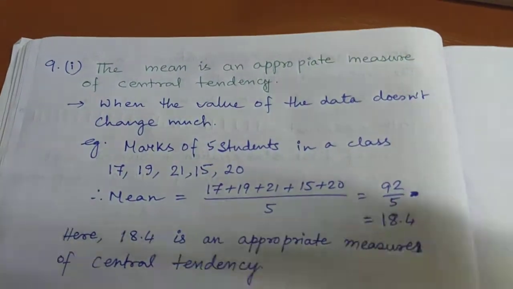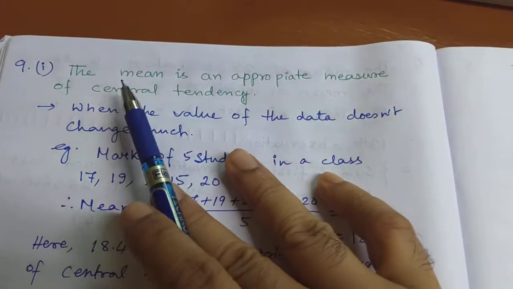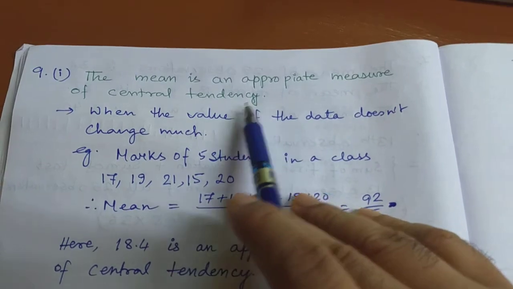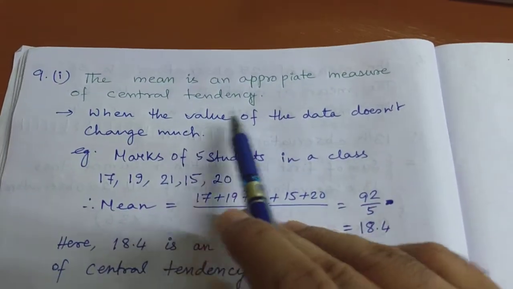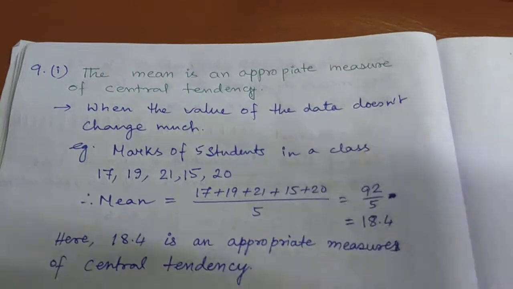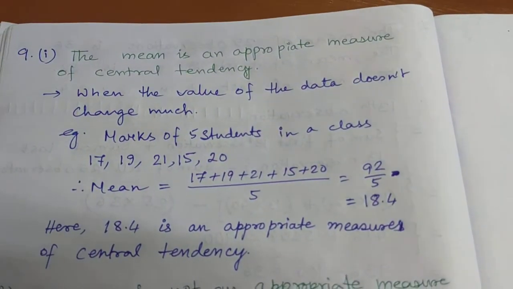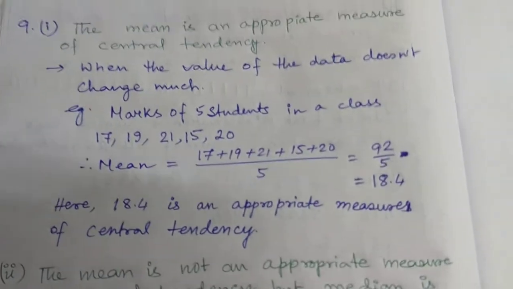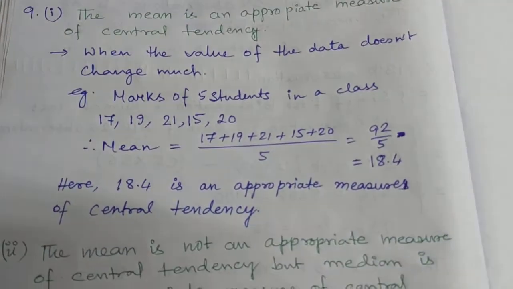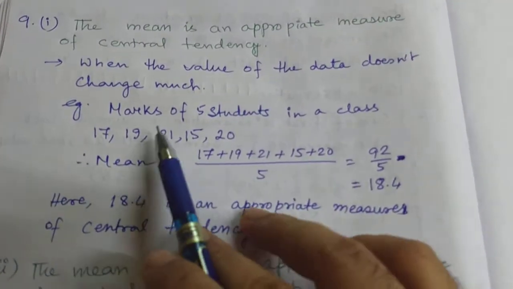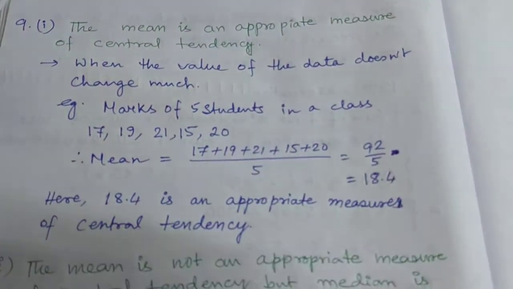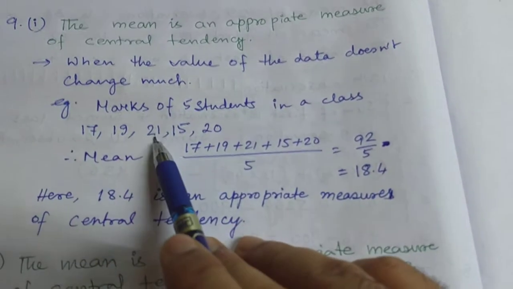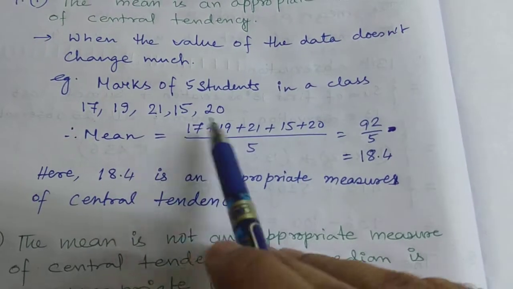Now come to the solution. The first condition is that the mean is an appropriate measure of central tendency. This is when the values of the data do not change much, that is, first of all the values are few, and second, they are not very diverse. Here I am giving one example. Marks of 5 students in a class out of 25 are given. One student got 17, one student 19, 21, 15, 20. So these are the marks, right?